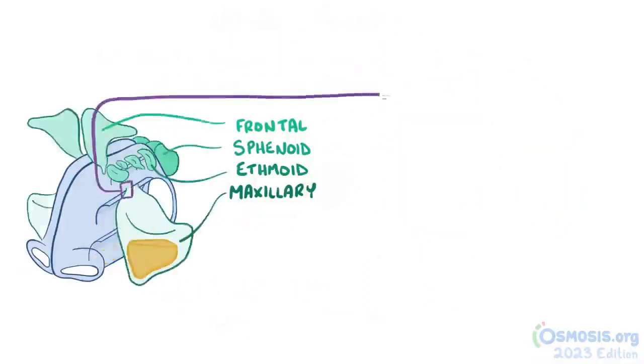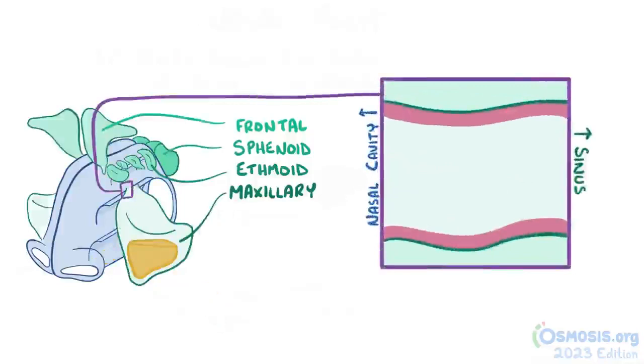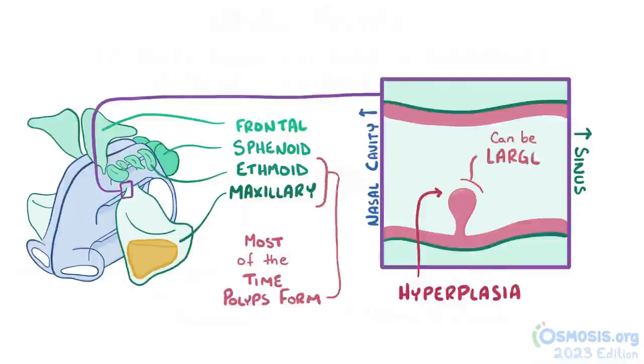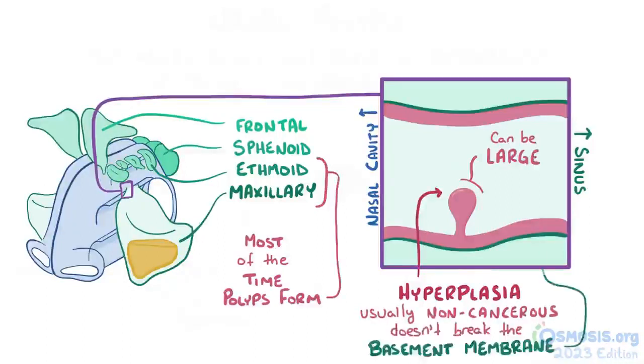Nasal polyps develop when epithelial cells that line the respiratory region simply overgrow, a process called hyperplasia. Most of the time, 1 or more nasal polyps forms in the maxillary or ethmoid sinus. Nasal polyps can get large, the size of a pea, but they're usually non-cancerous, meaning they don't break through the basement membrane of the epithelium.